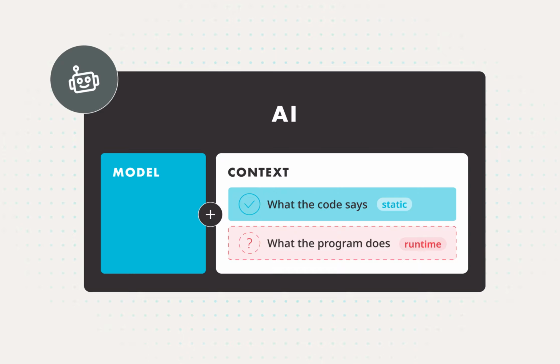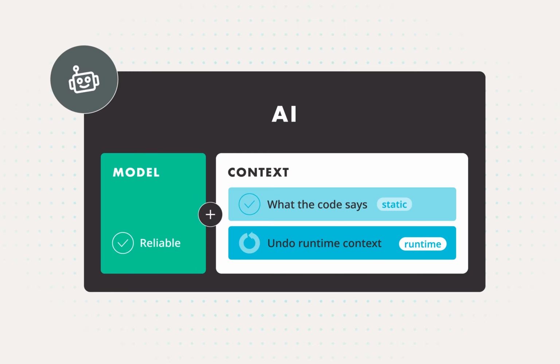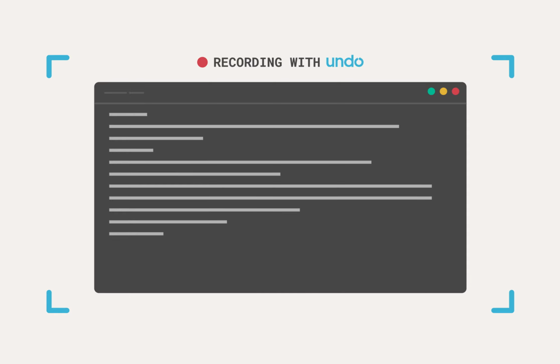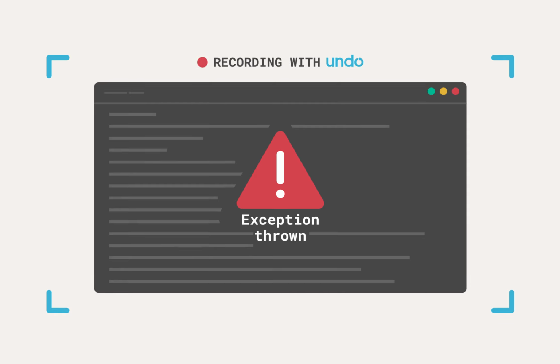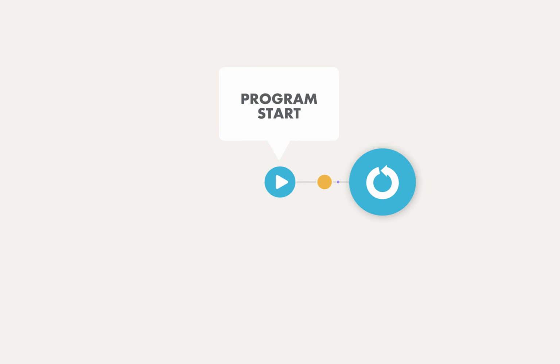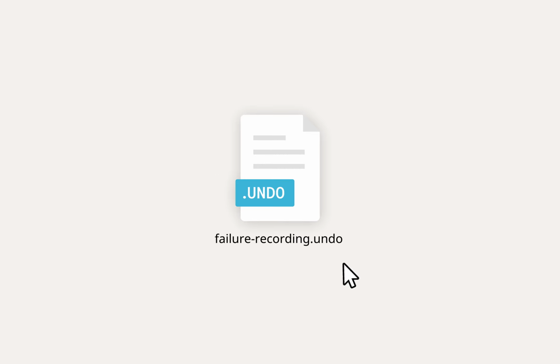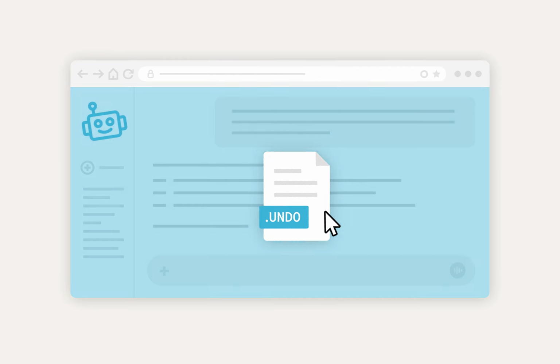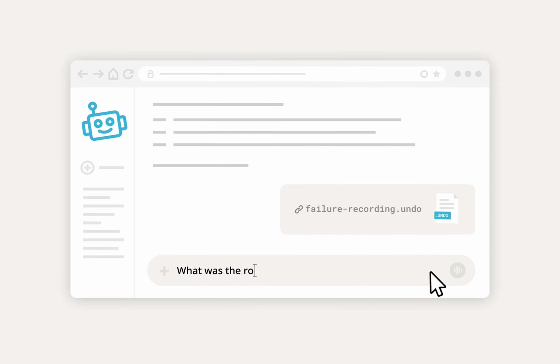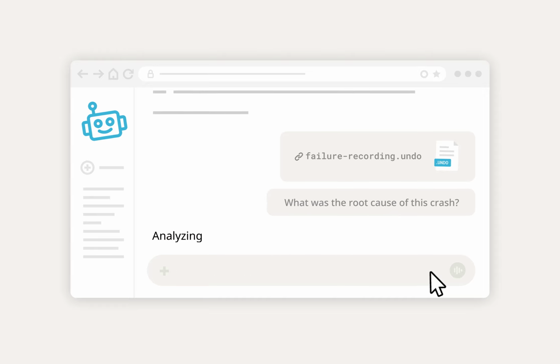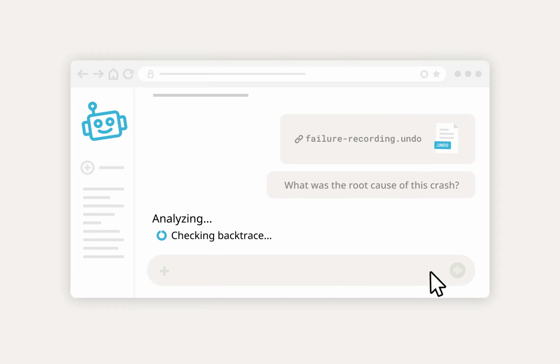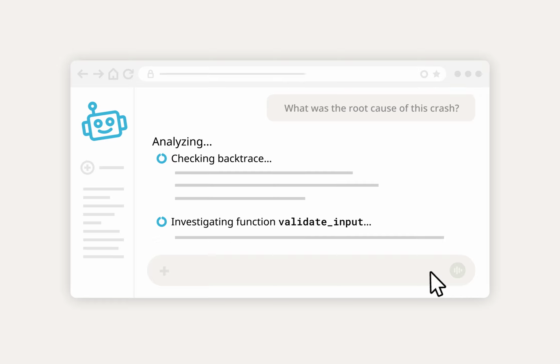Undo changes that by providing your coding agent that runtime context it's missing. With Undo, you can give your AI agent a detailed recording of what really happened when the program was running. Undo captures complete program execution, every state change, execution path, function call, and data flow, into a recording file, and makes that recording available to coding agents. Agents then query the recording to reason about dynamic behavior the way they already do about static code.